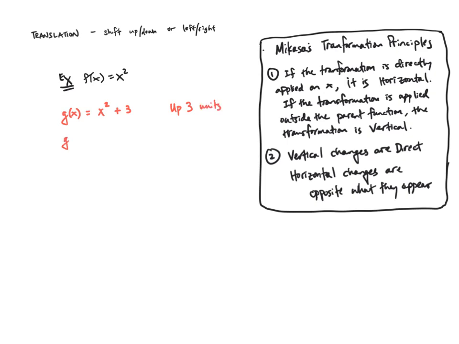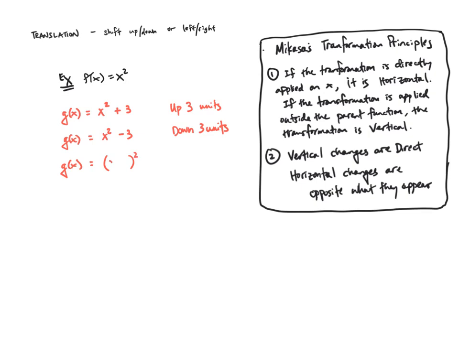What if my g of x function instead has x squared minus 3? Well, this is just going to take your x squared graph and move everything down 3 units. How do you move it left or right? Left or right means that you're changing the x value, right?